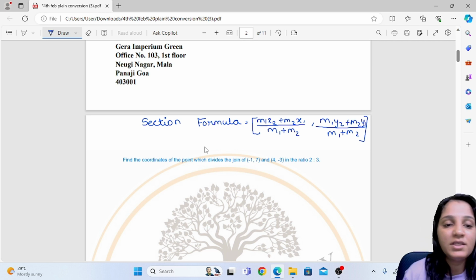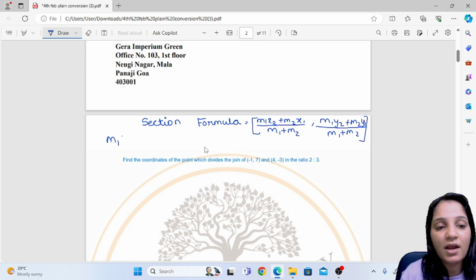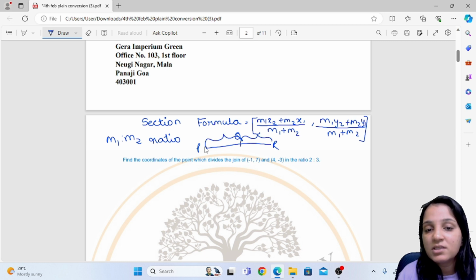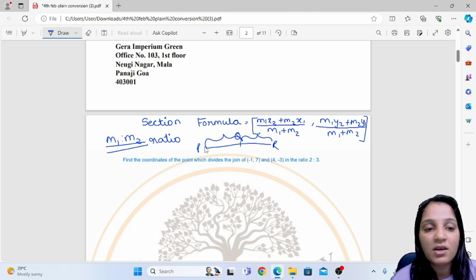Now, what are m1 and m2? That is the ratio which divides any line. If we have two points P and R, and suppose one point is there, Q, okay, now this distance and this distance are divided by the ratio which is given as m1 and m2. Okay, now we will solve some problems on this.